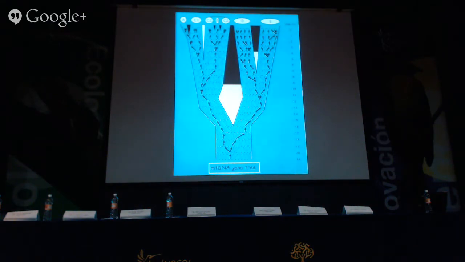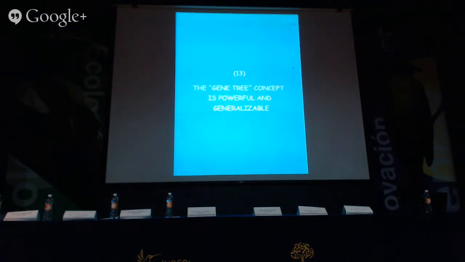So this is a gene tree, but it's within an organismal pedigree. It's a component of the organismal pedigree. It's not one and the same thing as the organismal pedigree. It is just a component of the species tree or the organismal tree. So that's a mitochondrial gene tree, the kind of thing we reconstruct for the matrilineal history. But one can also point out, point number 13, that this gene tree concept is very powerful and generalizable.